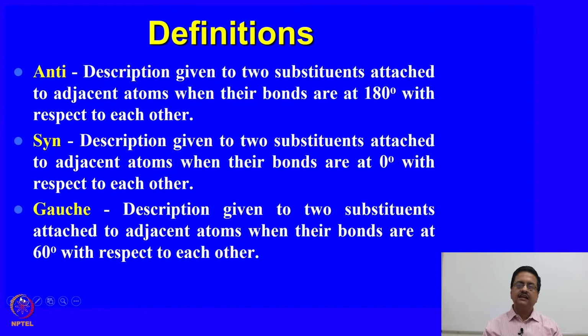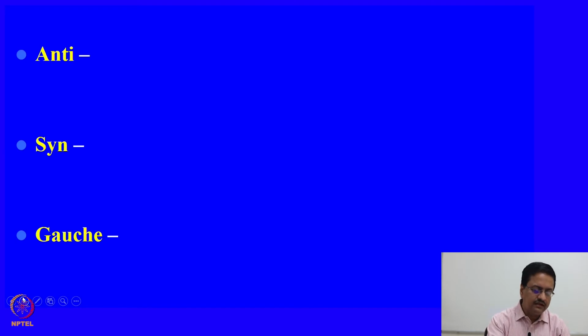And the third type is the gauche conformation. This description is given to two substituents attached to adjacent atoms when their bonds are at 60 degrees with respect to each other. That means, when it is like that. So, let us try to draw these different conformations in the next slide. The anti conformation should be drawn like this.